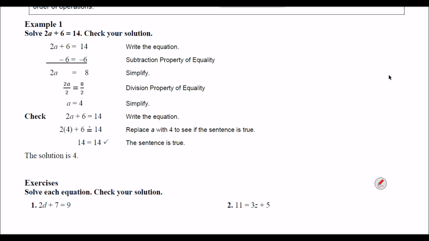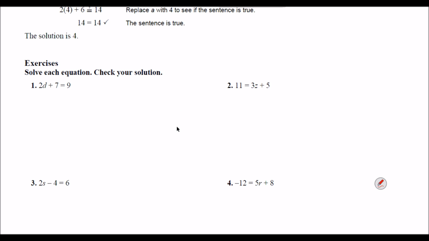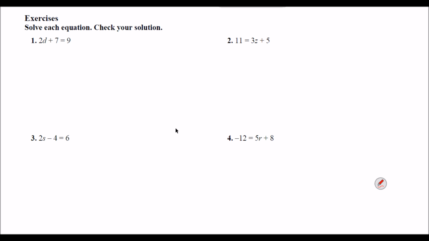Okay? All right, so here we go. We want to go ahead and solve each equation, and then we're also going to check that solution. Okay? So as always, we have a left side and a right side of the equation. It's always split on the equal sign. All right, and what we want to do is get rid of the addition or subtraction first. So you need to remember what's between your numbers. In our equation, we have 2 times d, or multiplied by d, plus 7 equals 9. So we're focusing on the left side of the equation since our variable's over there.